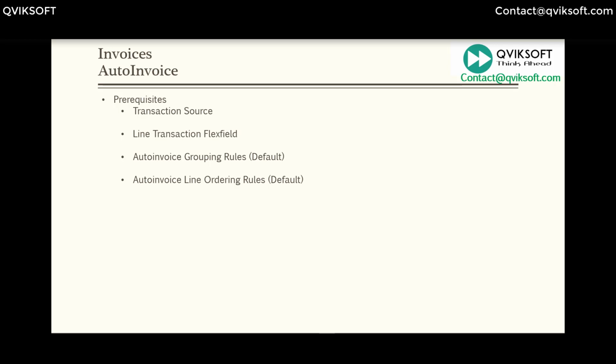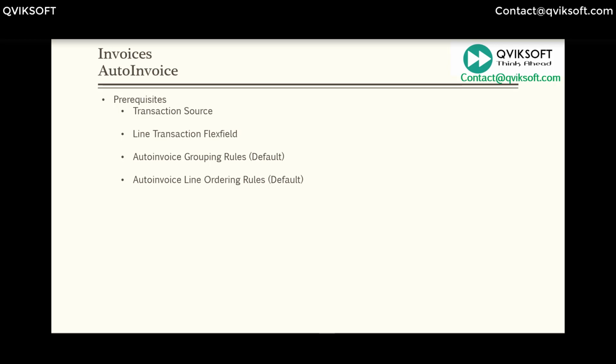We need to populate the line transaction flexfield. This is a flexfield used to recognize data which is coming from the source system, so that if you need to reconcile or refer back sometime, you know what the information is. This is also available as part of the AutoInvoice chapter. Then the AutoInvoice grouping rule and line ordering rule. These are for grouping multiple lines into a single invoice, and for how you want to sort the data within the invoice. We have already covered these in the AutoInvoice chapter. I just wanted to share them with you again so that you are aware.